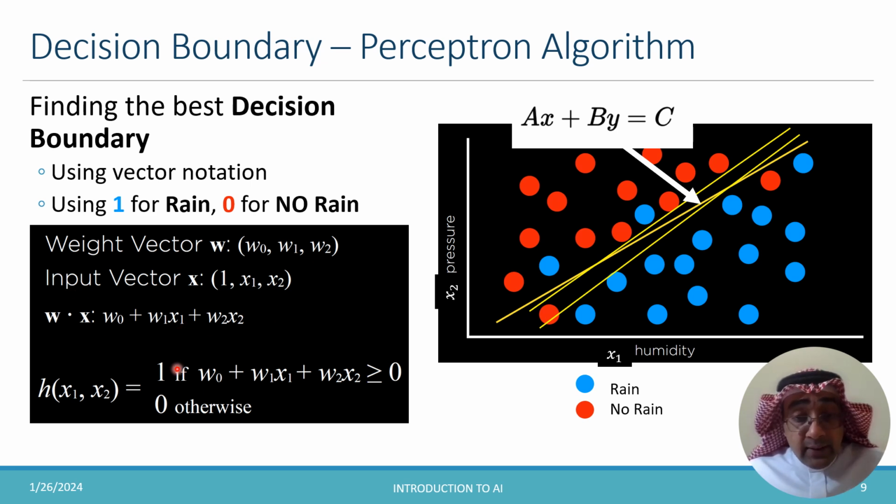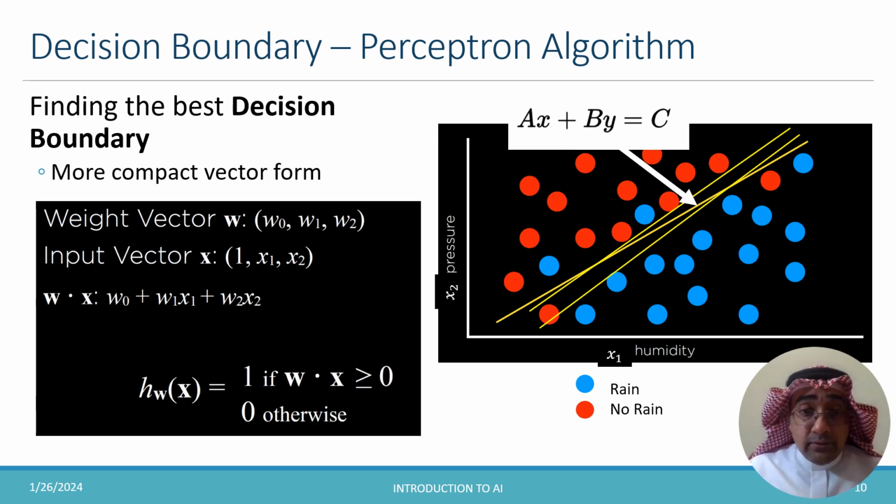And then we check if it is greater than or equal to this equation, that means we're going to have a rainy situation, which is 1. Otherwise, we're going to have 0, which is no rain. Okay, so that's the intent of what we want to do. Now the question is, how can we actually do this?